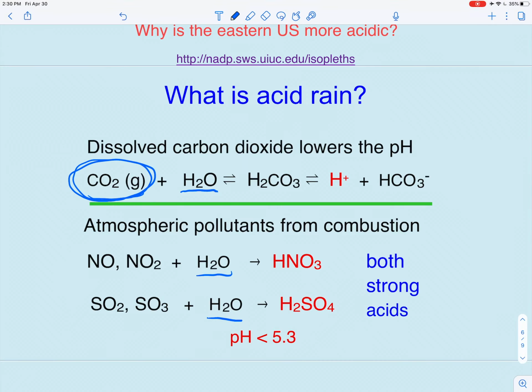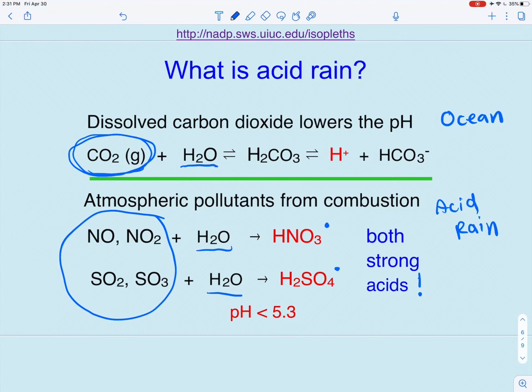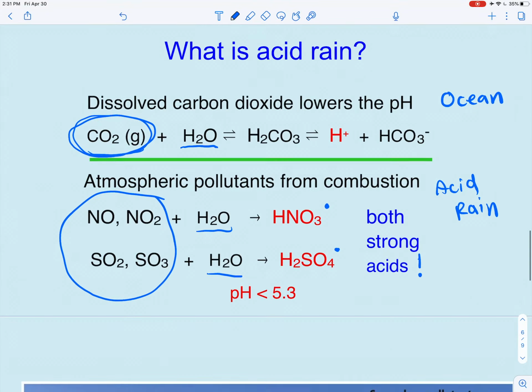So this is happening in our atmosphere. It's combining. The carbon dioxide is going to really affect our oceans, and the other two here are going to affect our rainwater. We're going to get into more detail on that later on, but here are just some illustrations to help you visualize what's going on.